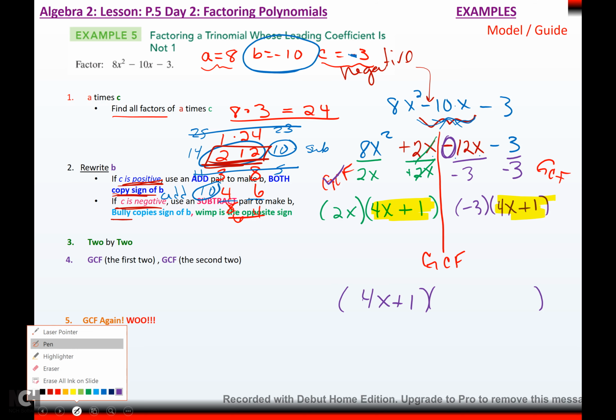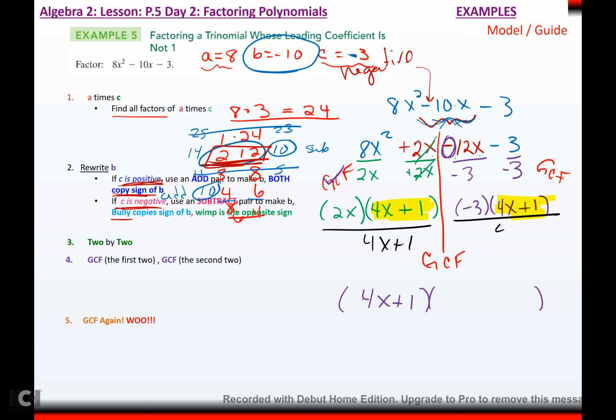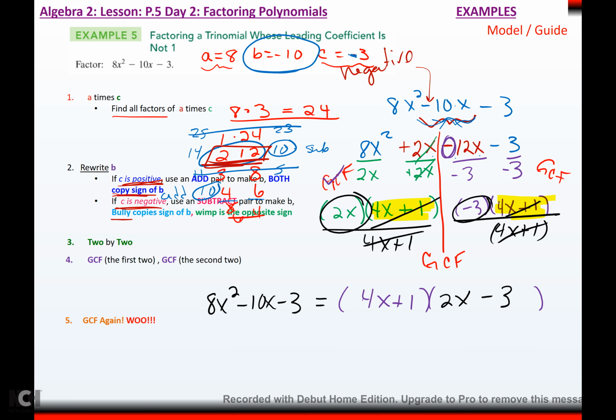If I divide by that on both sides, cancel, cancel, what's left? 2x. Cancel, cancel, what's left? Negative 3. 8x squared minus 10x minus 3 equals 4x plus 1 times 2x minus 3.